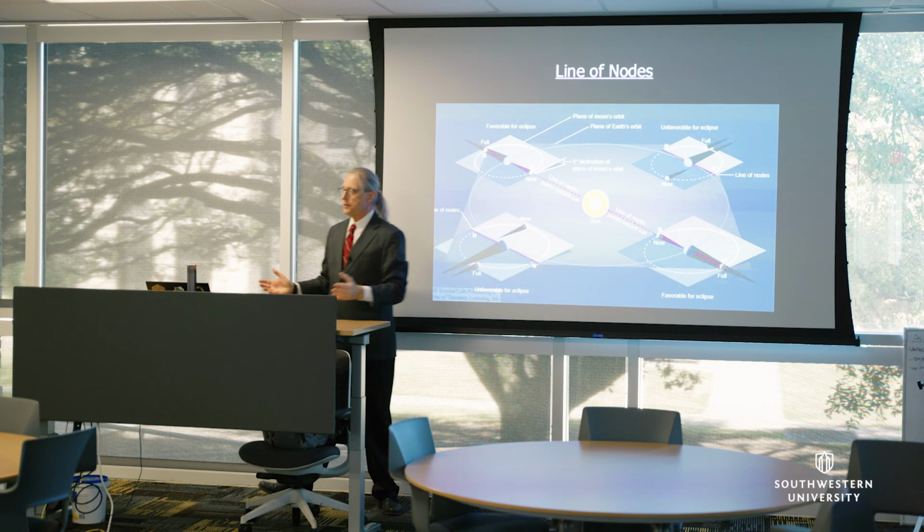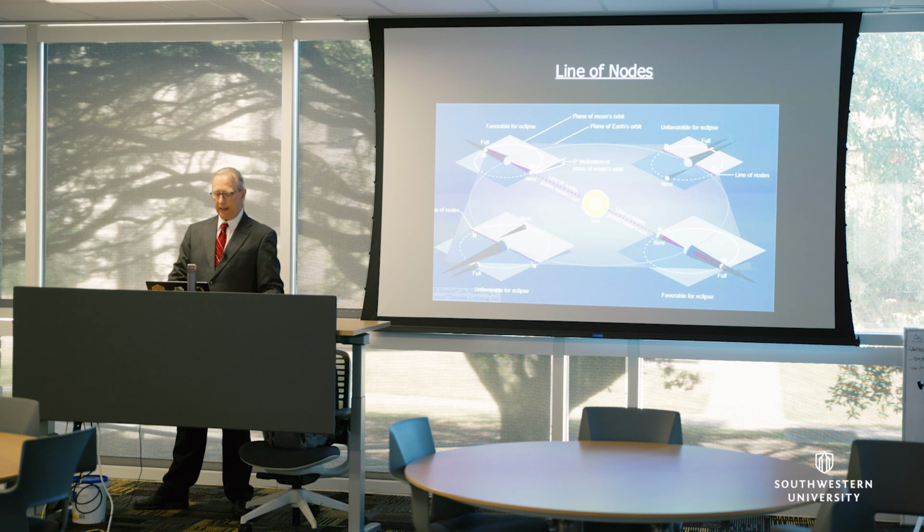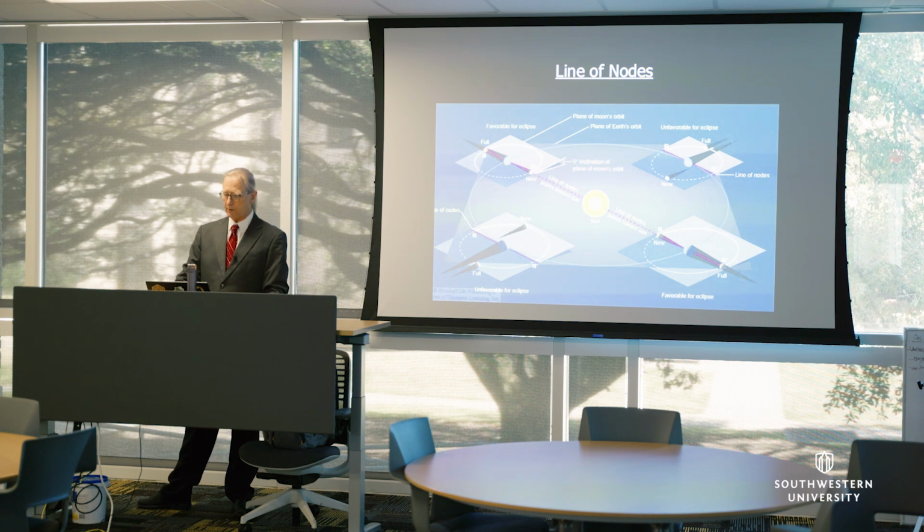It's a cycle called the Saros cycle. It takes about 18 years, and even the ancients were able to predict when, not necessarily where, eclipses would be.